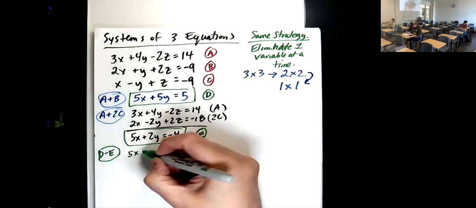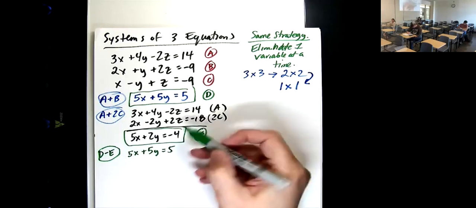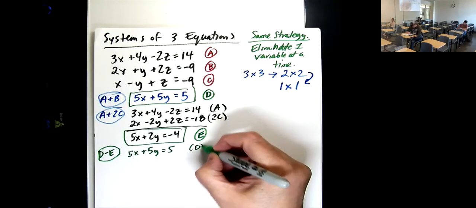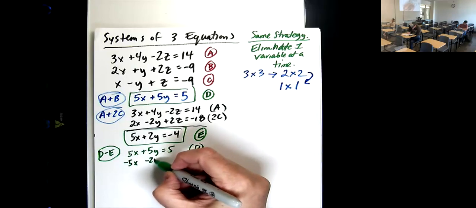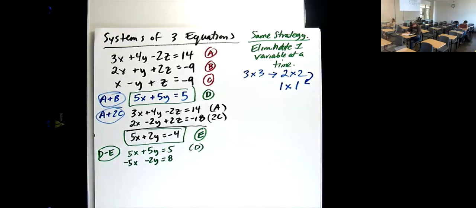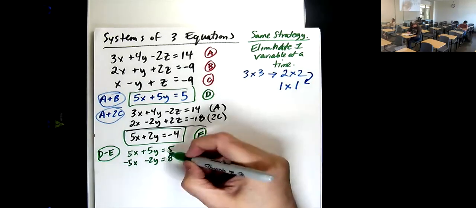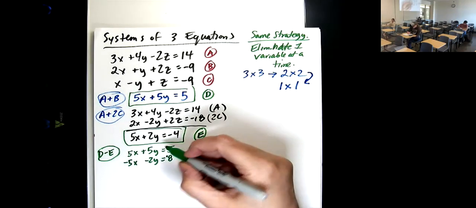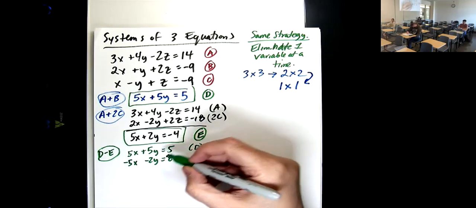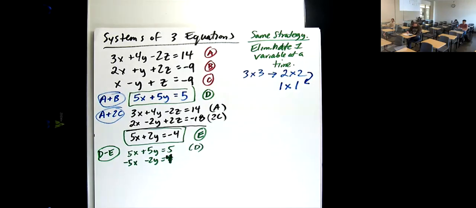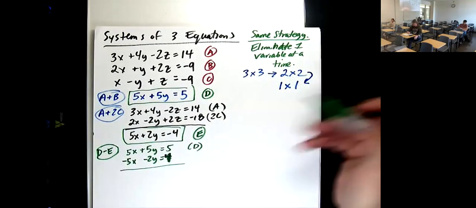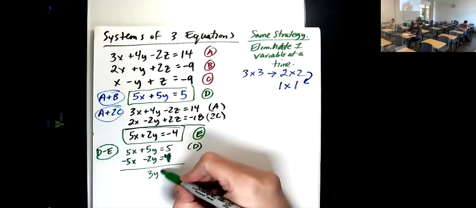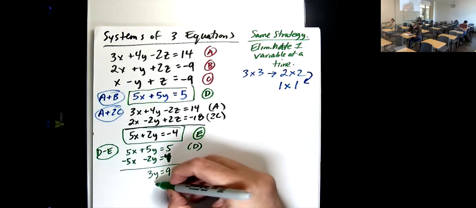If it helps, rewrite them next to each other with the right signs. This is D. And if I do minus E, I have minus 5x minus 2y equals 4. Yeah, 4. Where did I get 8? Something's off. If I add these up, I get 3y equals 9, which means y equals 3.